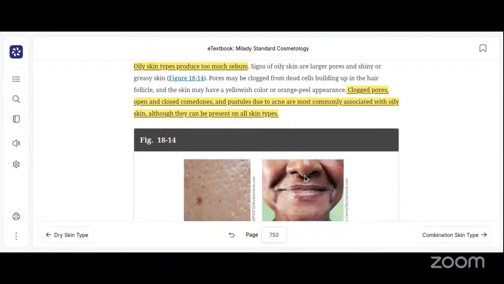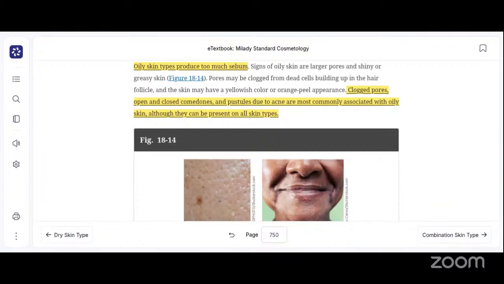Clogged pores, open and closed comedones, and pustules. Pustules are pimples with pus. So you want to make sure that you really treat the skin. You don't want buildup of oil on the surface, because that oil swelling dirt can cause acne. You already have the overproductivity of the oil gland, so that's going to be an issue.